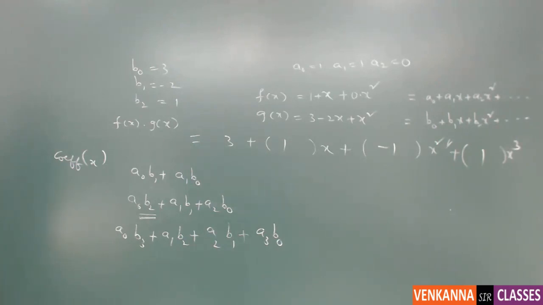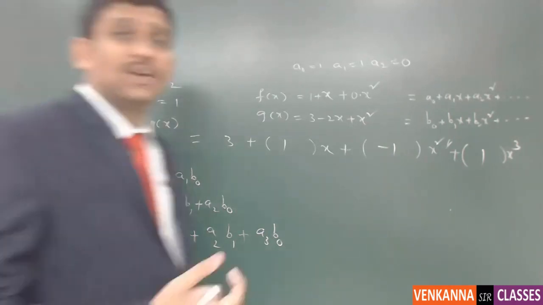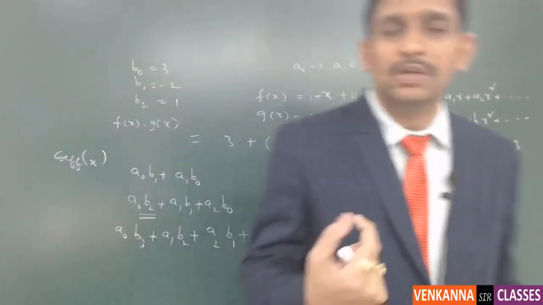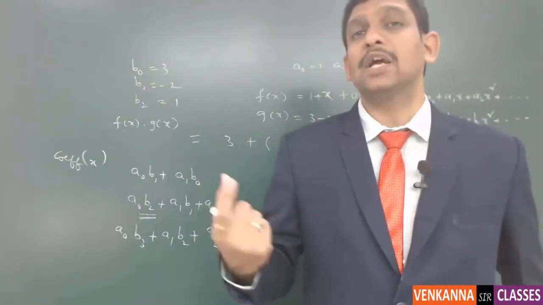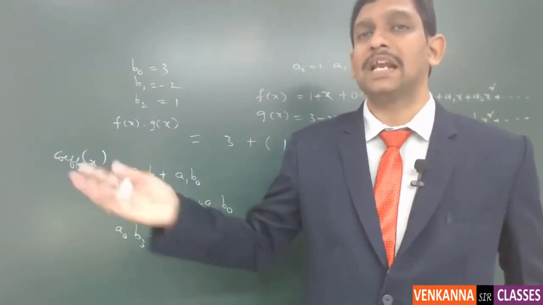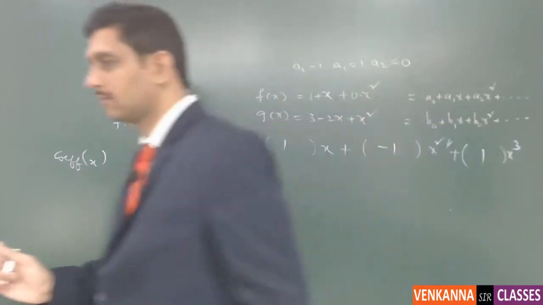So the technique here is, basing on this procedure, you can write a computer algorithm so that whenever two polynomials are given to you, by simply reading the coefficients, we can calculate the product polynomial there. Okay?